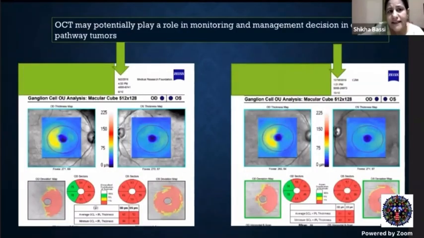This technology can also be used in monitoring and management decisions in afferent pathway tumors. Now, for this patient, this is the 2016 MGC-IPL analysis, and this is 2019. And we can see the values are very similar. So we know that the tumor is not progressing.